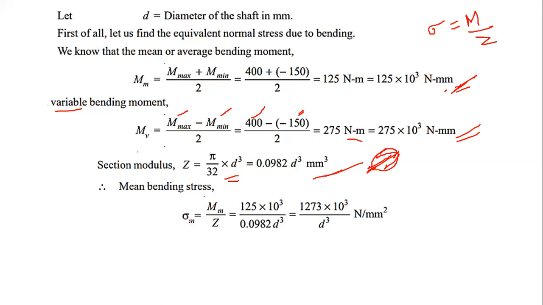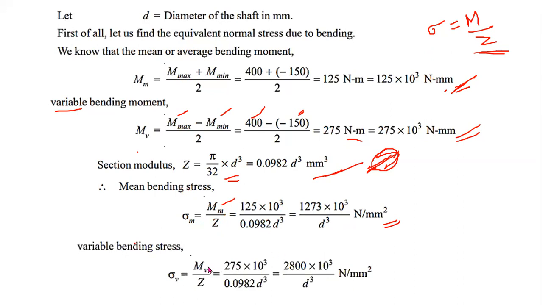Now already we know the formula for bending stress. Bending stress is equal to M by Z, sigma equal to M by Z. For determining the mean bending stress, you have to substitute mean bending moment. Sigma m equal to Mm by Z, where Mm is the mean bending moment. 125,000 divided by Z, this is the mean bending stress value. In similar way, for getting the value of variable bending stress, you have to substitute variable bending moment in the bending stress equation. 275,000 is the variable bending moment, Z equal to 0.0982 d cube. This is the value of variable bending stress.